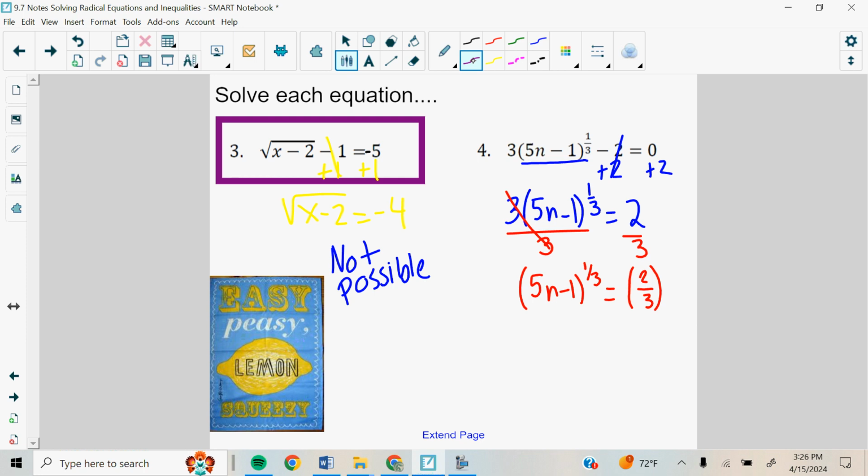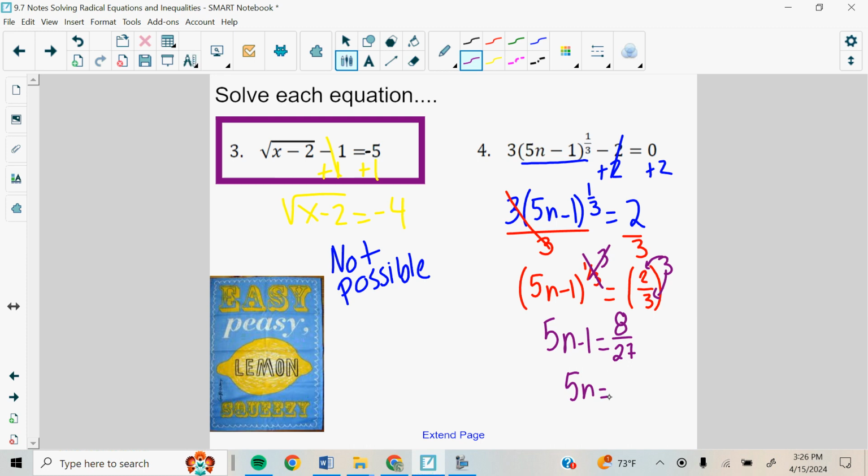Now think about it. 1/3 power means the cube root. So we have to take things to the third power. These will cancel. So we get 5n minus 1. Now when you have a fraction to an exponent, both the numerator and the denominator have to go to that exponent. All right, now we're going to go ahead and add 1 to both sides.